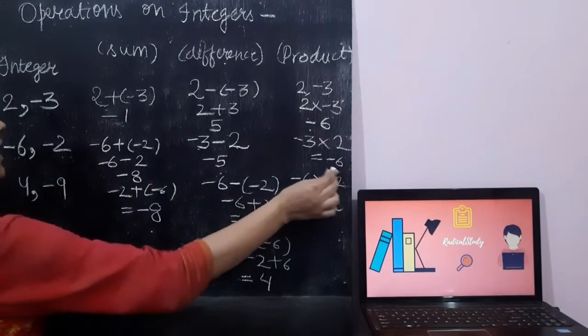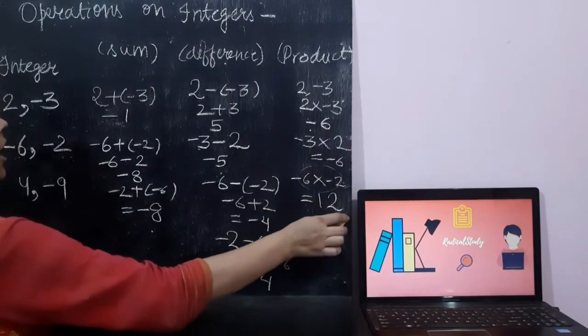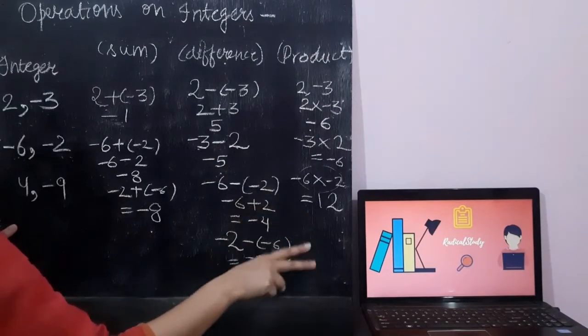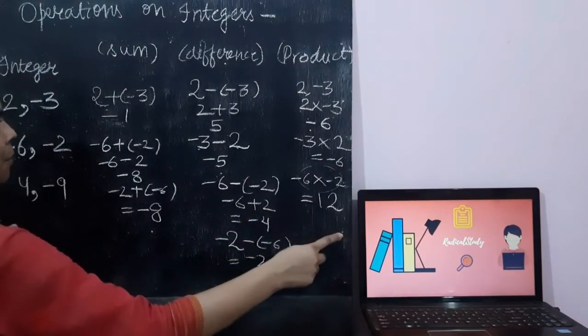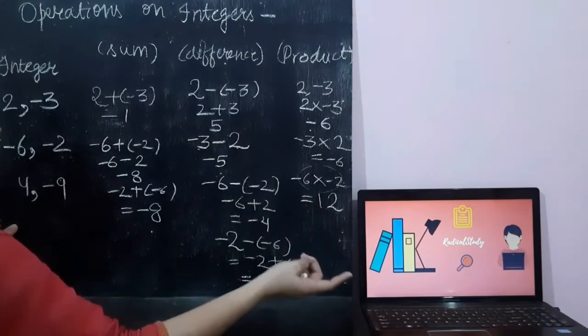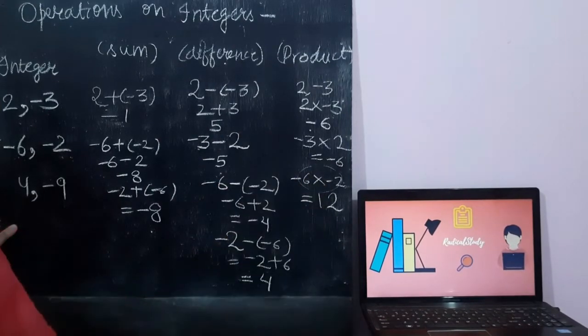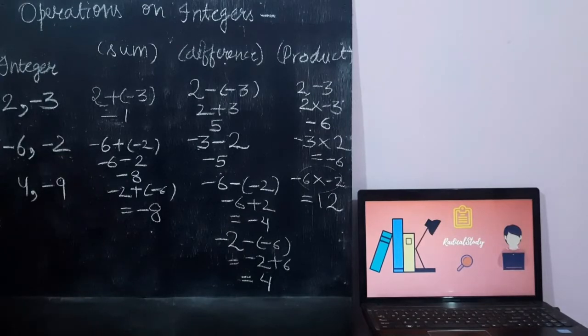If there are three integers, 2 positive and 1 negative, the answer will be negative. If there are three integers, 2 negative and 1 positive, then the answer will be positive, because 2 negatives become positive. So you have to check this by the rules which I have already explained to you.